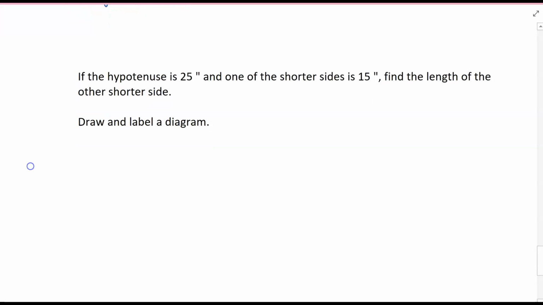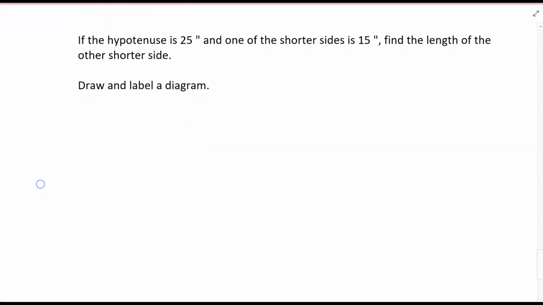Now, see if you can find the shorter side of a right triangle if the hypotenuse is 25 inches and one of the shorter sides is 15 inches. Now, I didn't tell you whether this was A or B. It doesn't matter. You can call it A or B. But the hypotenuse is definitely C. Find the length of the other shorter side and draw and label a diagram.